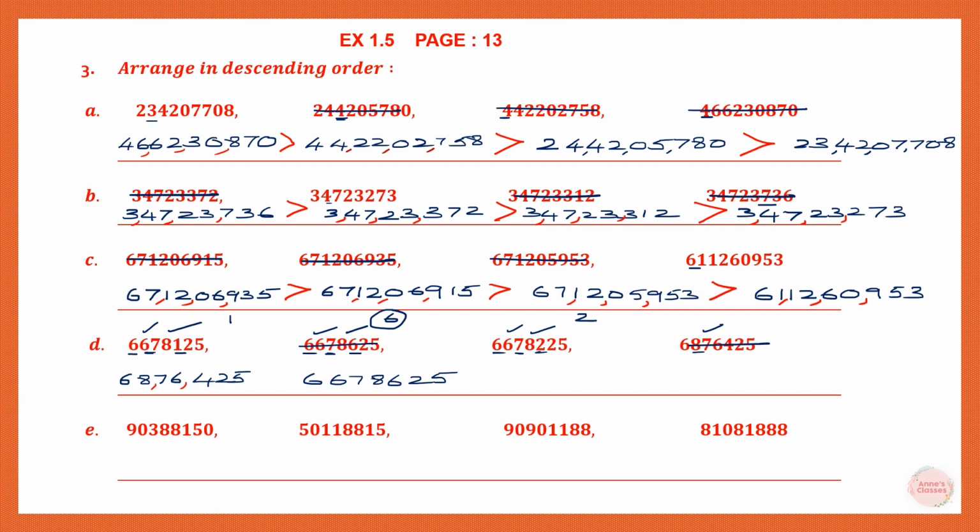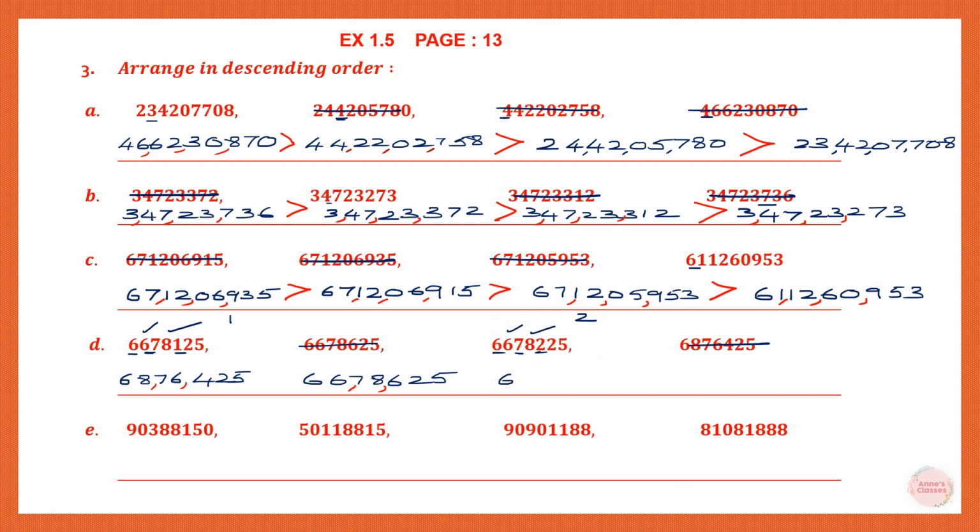So, and let's put the commas in the right places and read the number 68 lakh 78,625. Now in this number we have 1 and in this number we have 2. That means this has to come first. So let's write that number down.